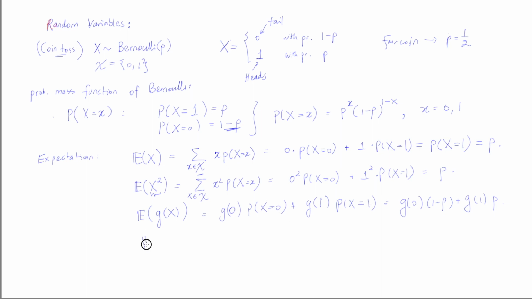Finally, we want the variance of x. Now you should remember from elementary statistics that the variance is the expectation of x squared minus the expectation of x, the whole thing squared. We computed the expectation of x squared here, it's p, and the expectation of x is p, so the expectation of x squared is p squared. So this is equal to p, 1 minus p.